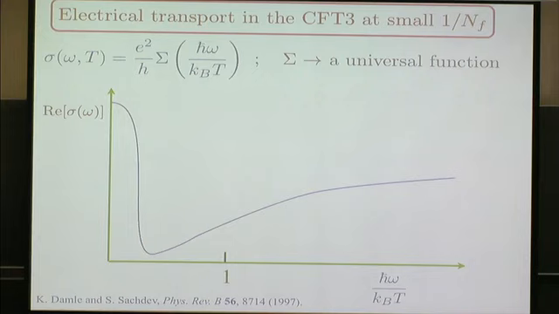So since this is a 1 over NF expansion, the height of the peak is about NF, and the width is of order 1 over NF. So it's a very sharp peak, at least in the regime where you can control it.